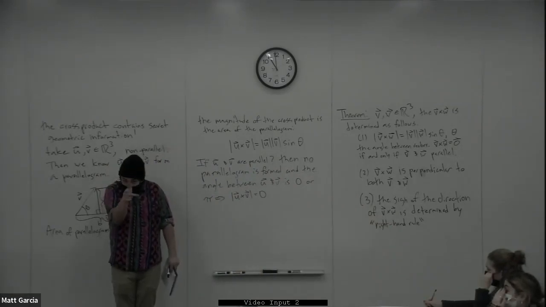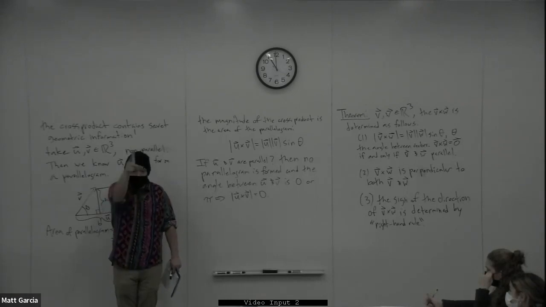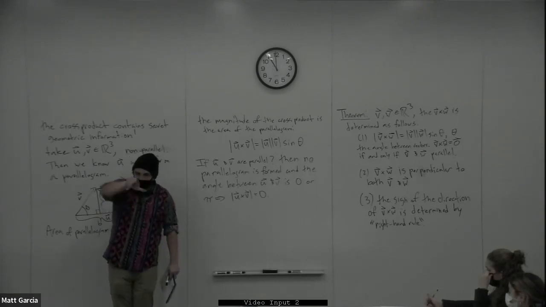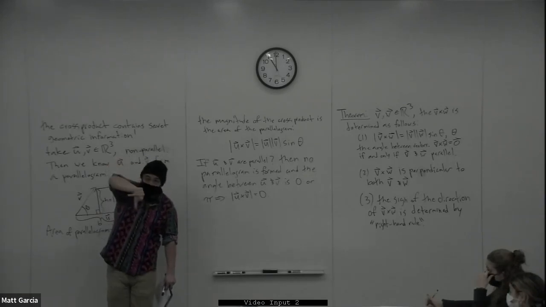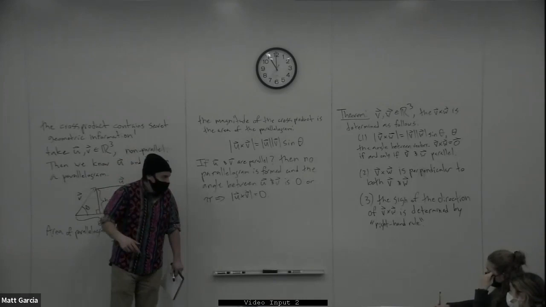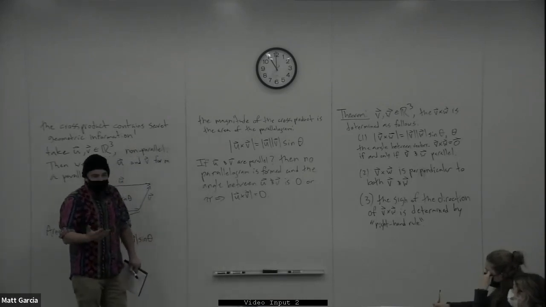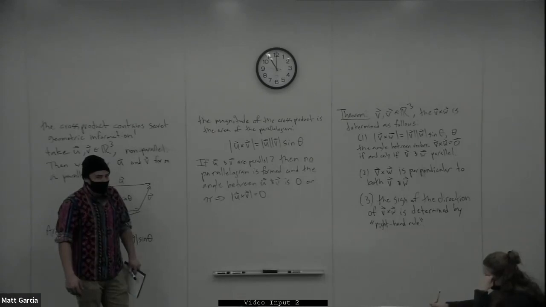So if I'm looking down the barrel of V and W points out this way, the cross product goes up. If I'm looking down the barrel of V and W points out the other way, the cross product goes down, the direction that my thumb points. Okay? It's a really silly thing that we don't have better language to talk about this, but it has stood the test of time. This is how we determine the cross product.